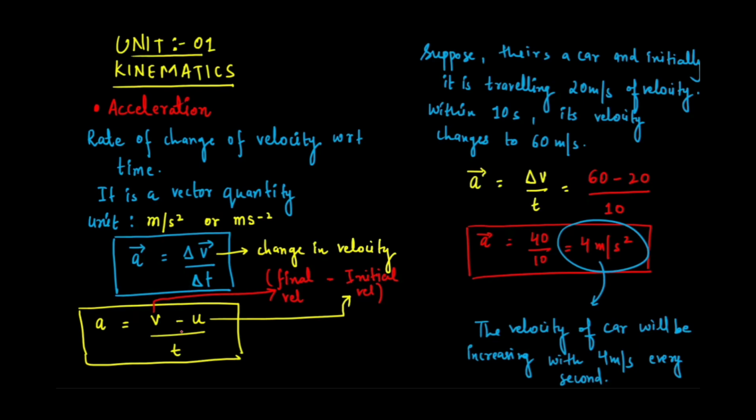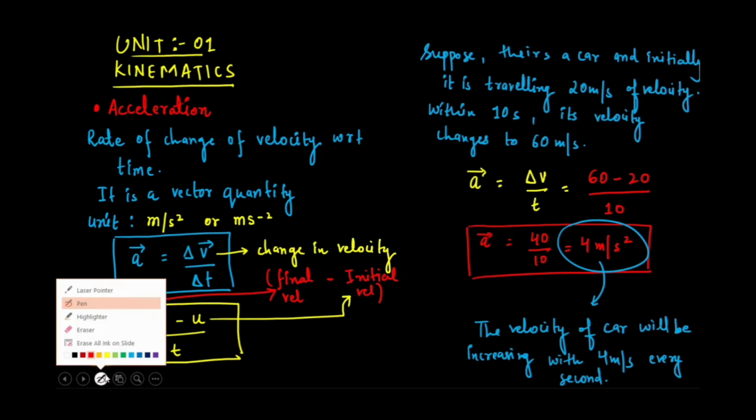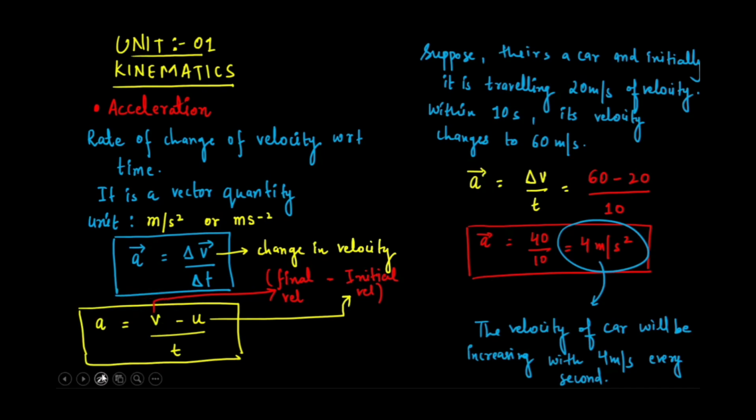One more thing. As we know, it is going to be a vector quantity. So how are we supposed to write the direction? That is the next point that should come to your mind. The direction of acceleration is always in the direction of change in velocity. Always in the direction of change in velocity.